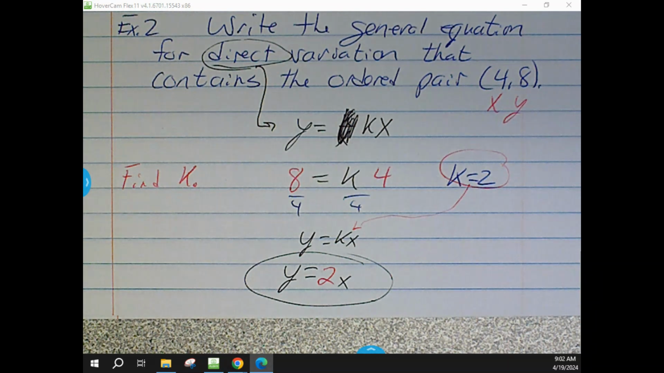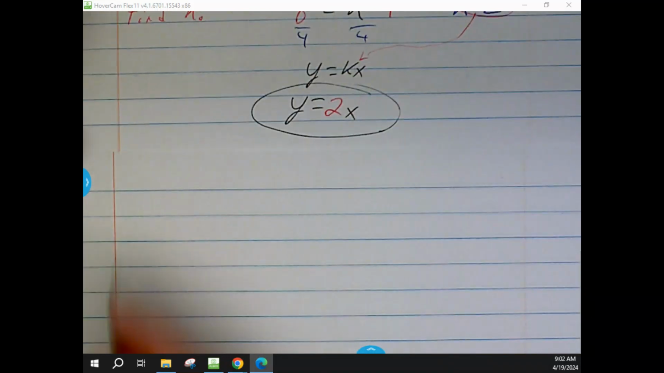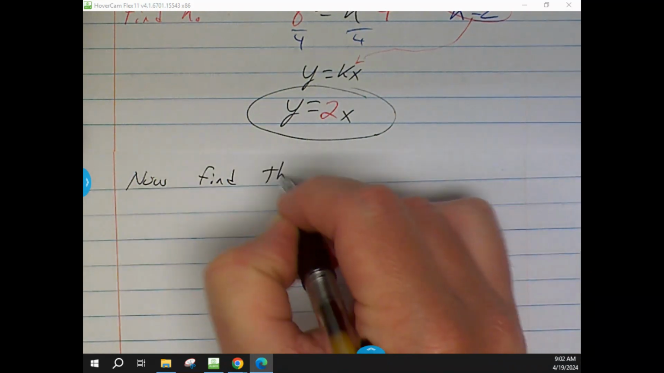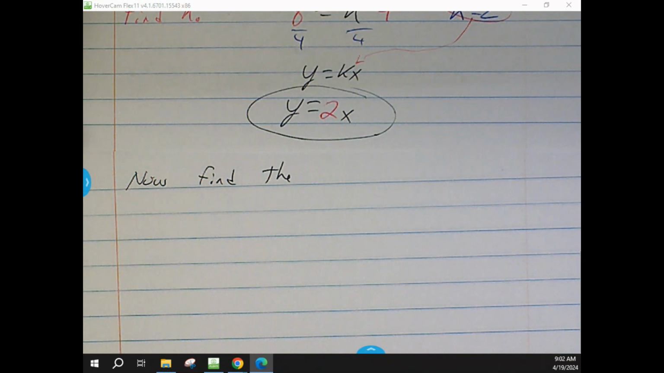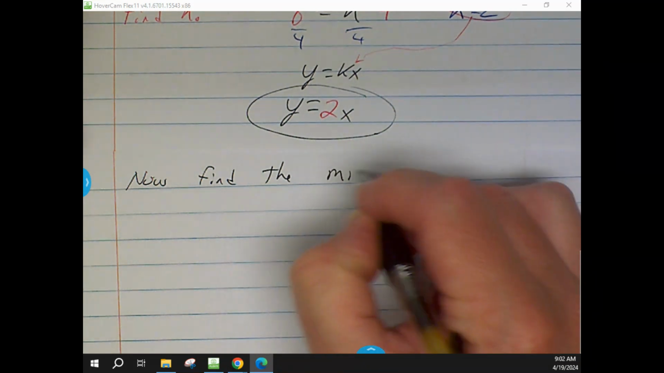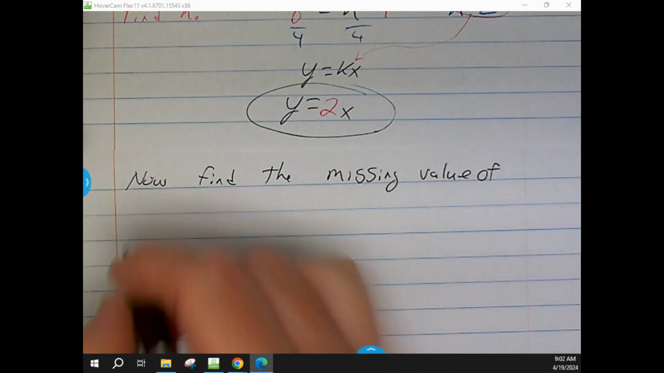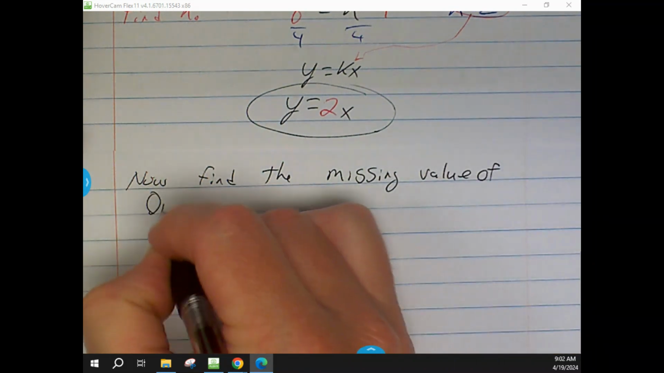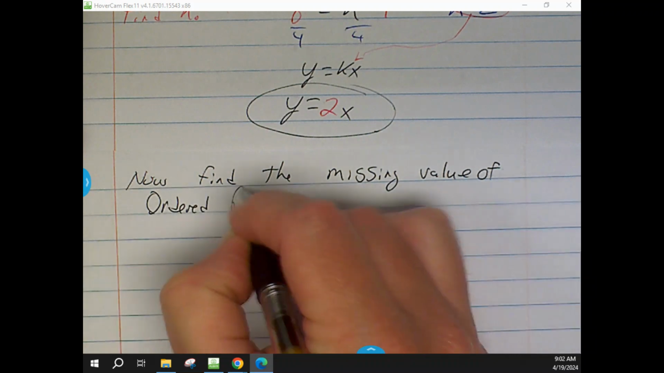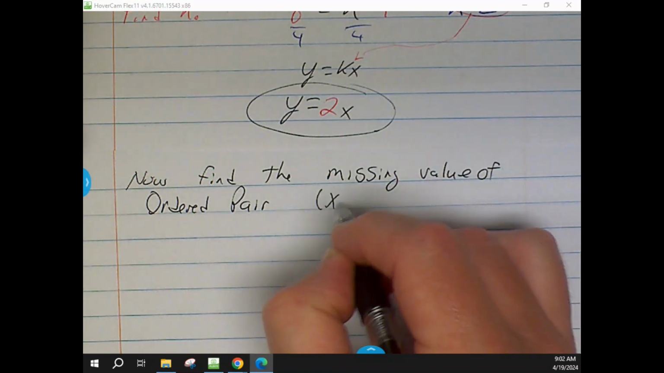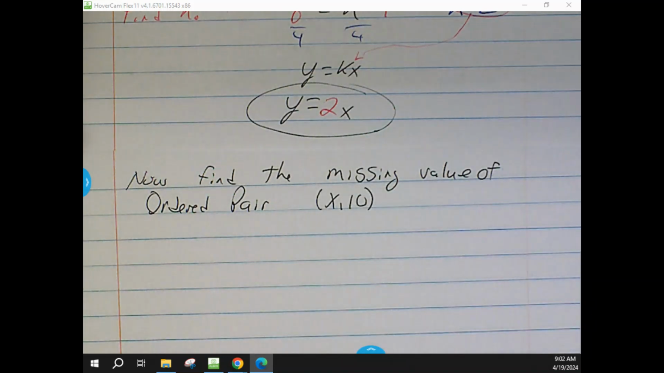So again, if we took that same question and just kind of expanded it with one more little quick question here. Let's do this one. Now find the missing value of the ordered pair at x comma 10.